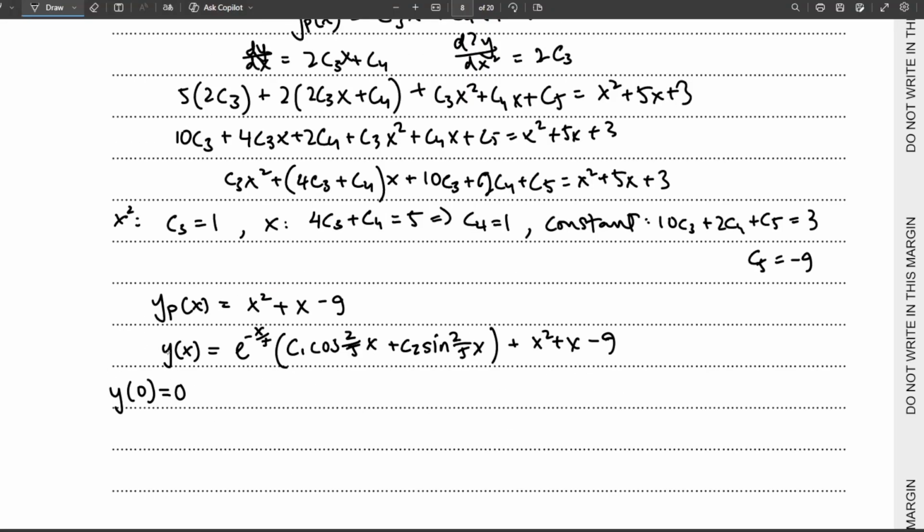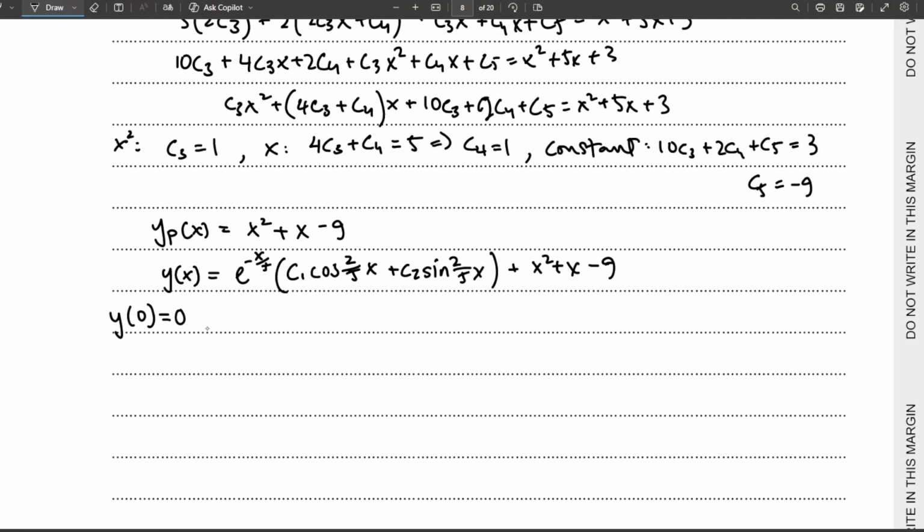Y of 0 will be equal to 0, right? So there's the condition they give us, the boundary conditions, they call it. So we will substitute everything with x to be 0. So e^0, C1 cosine 0, C2 sine 0, and x squared, x also goes to 0, so I'll just write that -9. So cosine 0 is 1, sine 0 is 0, so this entire term disappears, and e to the 0 is 1. So we just have c1 equals to 9. So that's the first constant that we found.